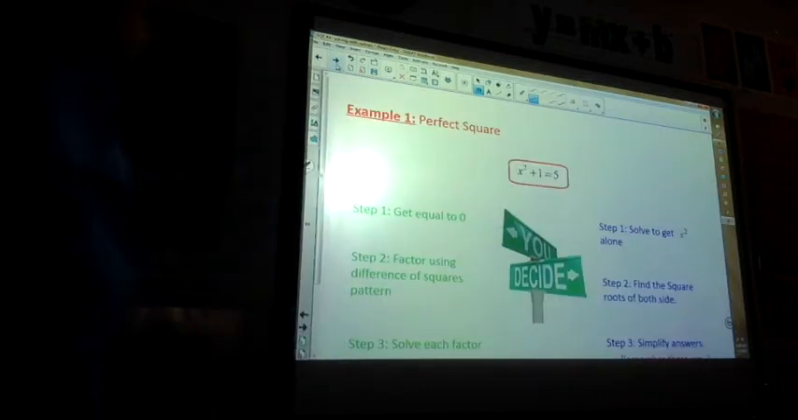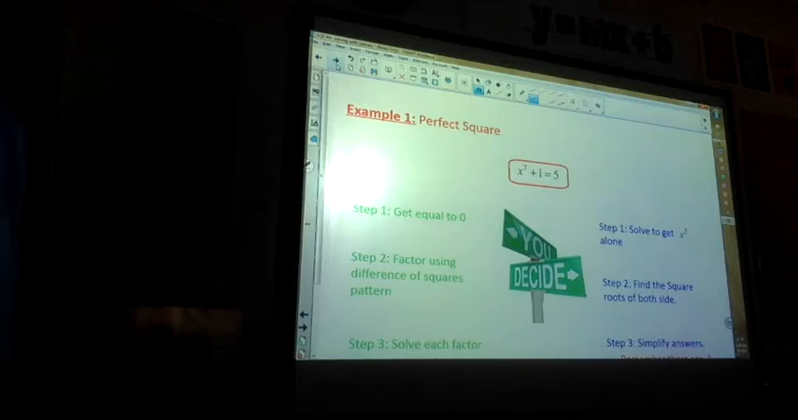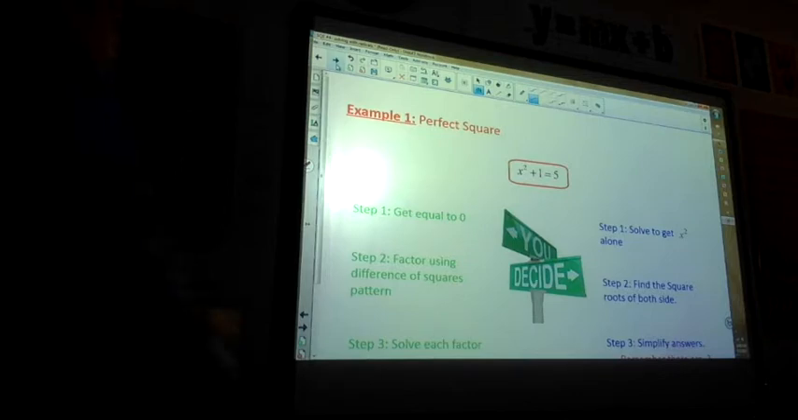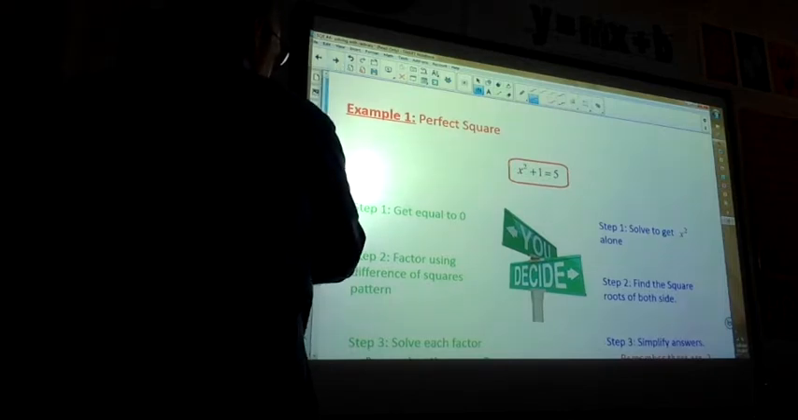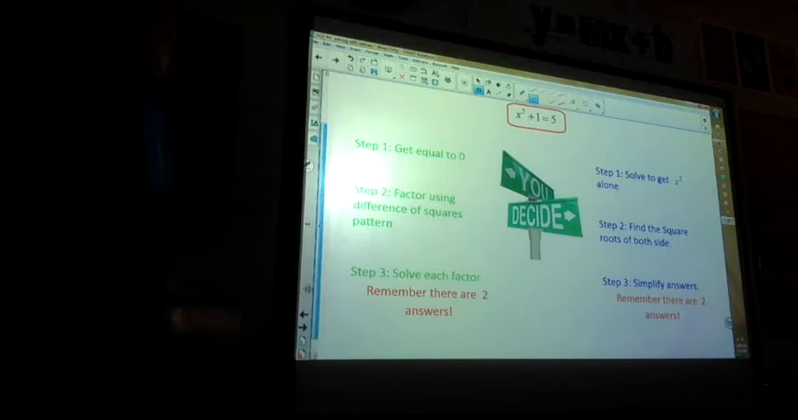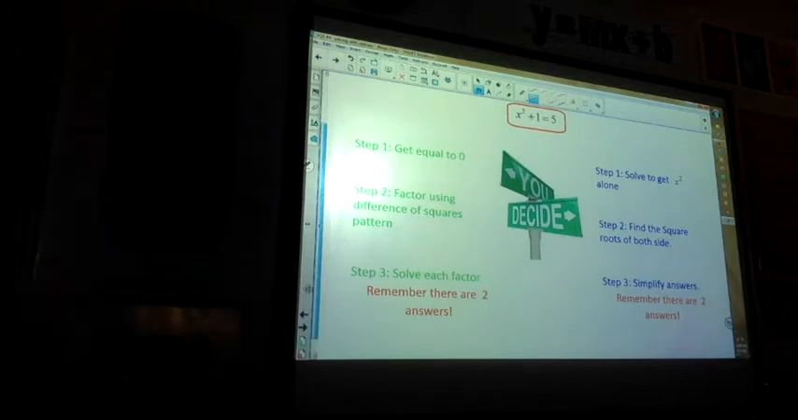Cool. All right, so perfect square. Look, it says get it equal to 0, and get x squared alone. Factor using difference of 2 squares pattern. Find the square root of both sides. Solve each factor. Remember there are 2 answers. Simplify answers. Remember there are 2 answers. So, did you guys have all of that written down? Cool. All right.